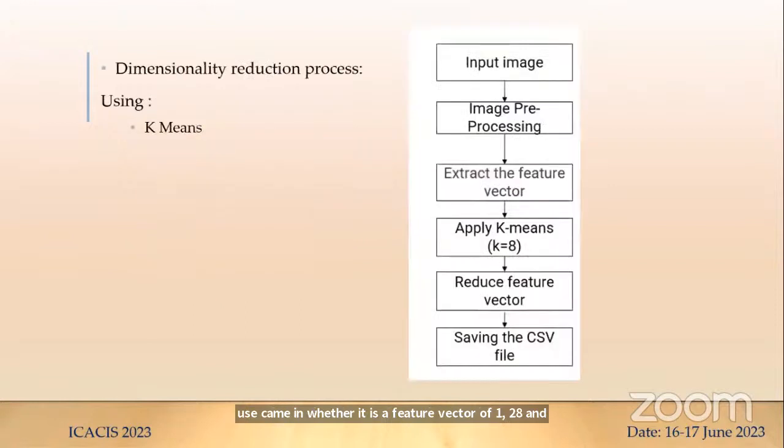Our generated feature vector for SIFT is of size 204876 by 128. So we will reduce that using k-means clustering. These are the steps. First we take input images, then pre-processing, then we extract the feature vector, and then we apply k-means with k equal to 8, and then we get a reduced feature vector, and then we save that in a CSV file.